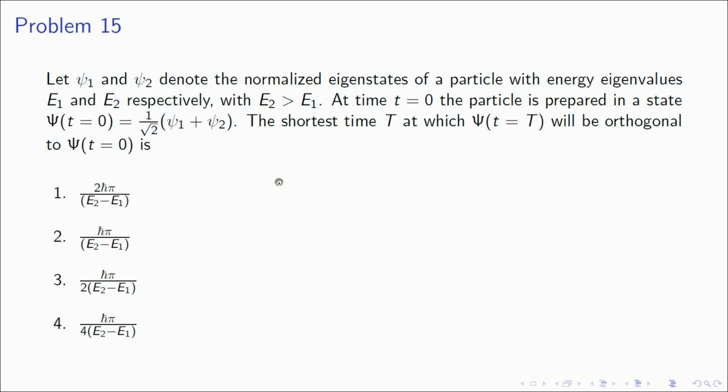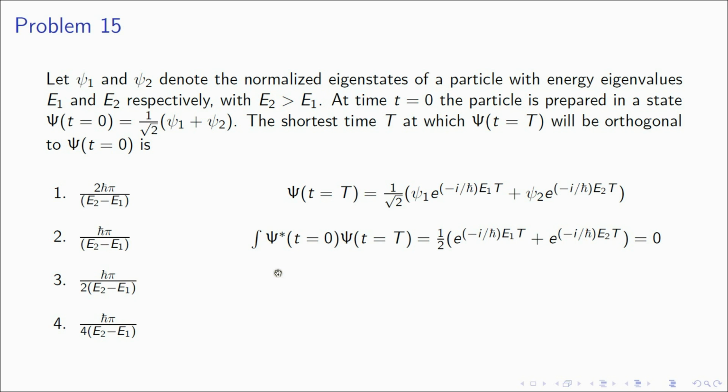If you look at its time evolution, you multiply psi 1 with this energy term, and with psi 2 you multiply the corresponding E2 term. So this is the time evolution; at any time t, this will be the state. At some point it will be orthogonal to the initial state, so if you take a dot product with the initial state, that should be 0. Once you do that, you will get the cross terms.